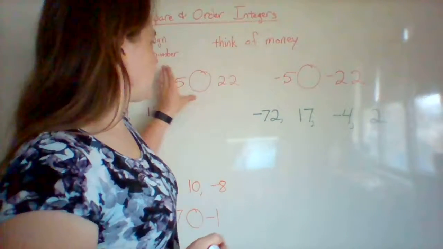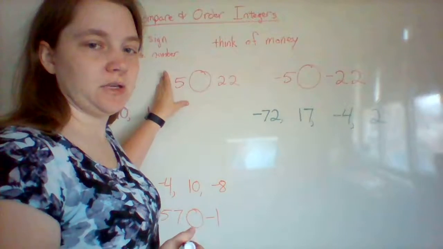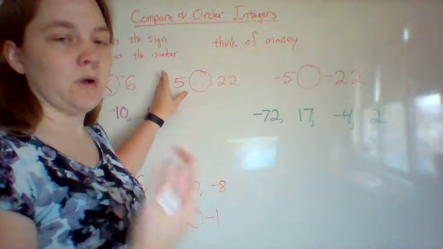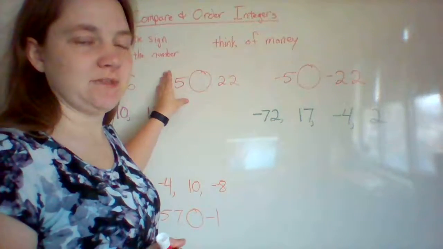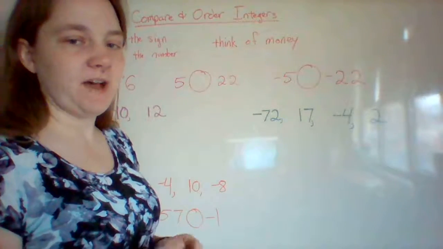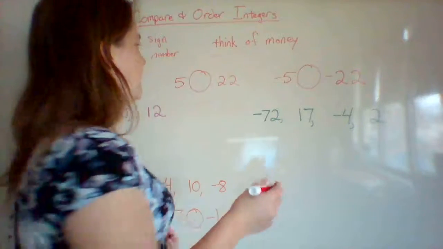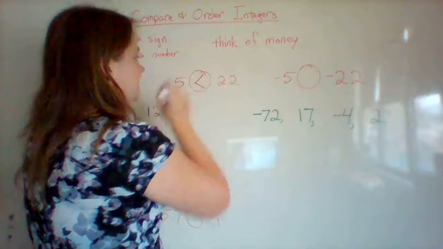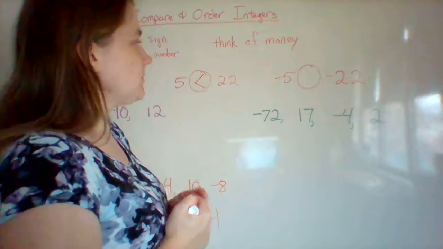Let's take a look at this problem. We have 5 compared to 22. Well, we're going to look at the signs, and they're both positive numbers. Luckily for us, we know that 22 is bigger than 5. Because 22 is bigger than 5, we're going to put 5 is less than 22.